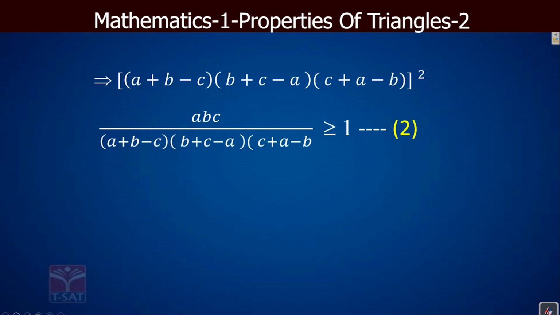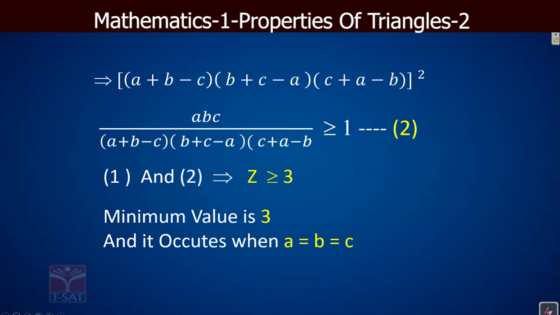So 1 and 2 implies z is greater than or equal to 3. So the minimum value of z is 3, and it occurs when a is equal to b is equal to c. And you can check when a is equal to b is equal to c, z is equal to 1 plus 1 plus 1. So the correct option is answer number 1.